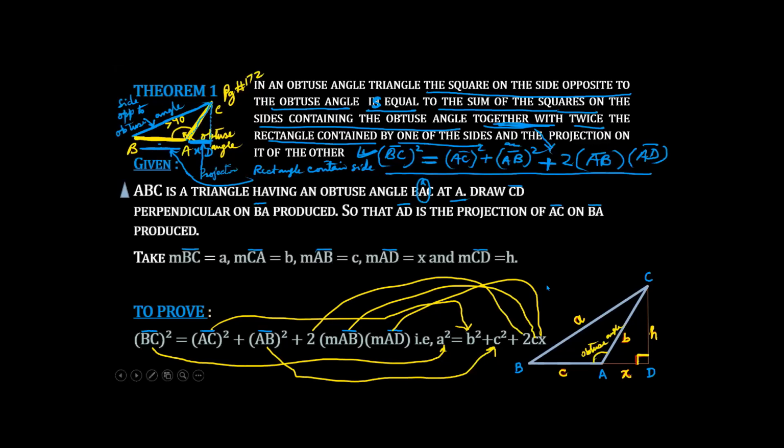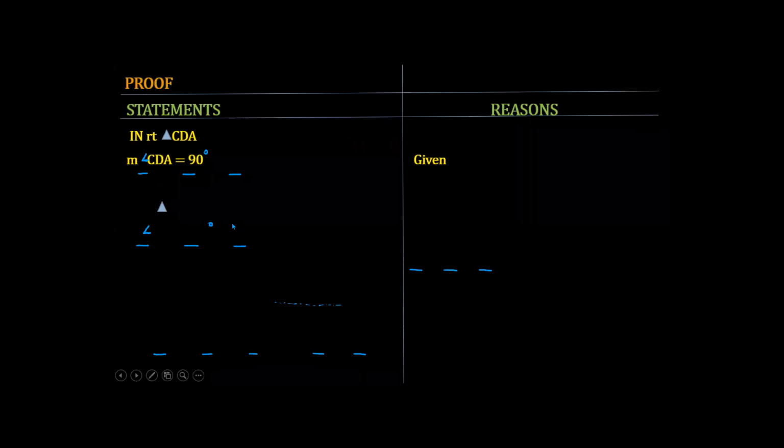Now, move towards proof. We will prove by statement and reasons. Look, in right angle triangle, you can see right angle triangle. Measurement angle CDA is 90. It's very easy, right? Okay. CDA. Where CDA. Look at the screen.